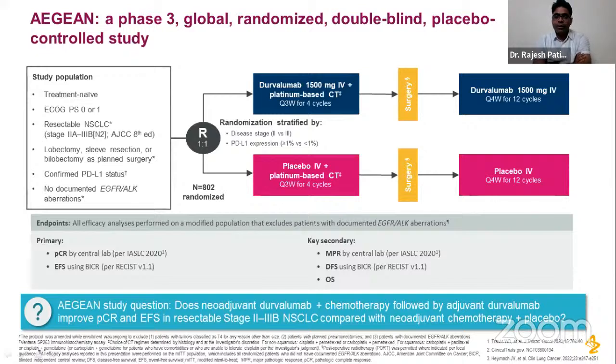In one arm, they gave durvalumab along with platinum-based chemotherapy for 4 cycles, 3 weekly, followed by surgery and then durvalumab for 12 cycles. And in the control arm, they gave placebo with chemotherapy, followed by surgery, and then placebo for 12 cycles.